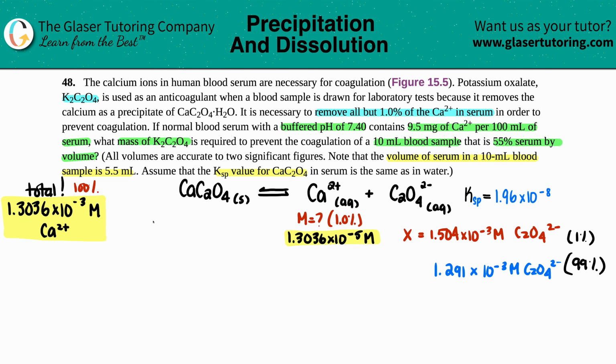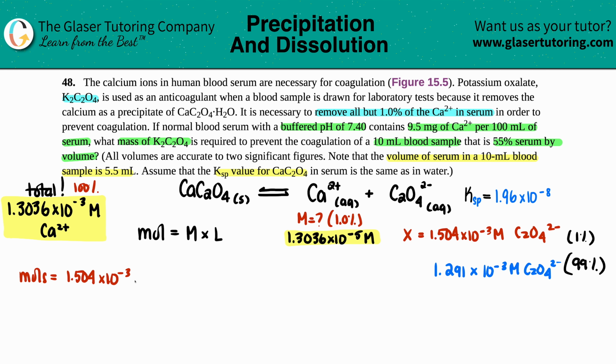Remember, going back to the molarity formula, molarity equals moles divided by liters, right? So if I want to solve for the moles, just cross multiply molarity times liters, right? So moles equals molarity times liters. So let's find out for the first one. Moles equals the 1.504 times 10 to the negative third molarity.